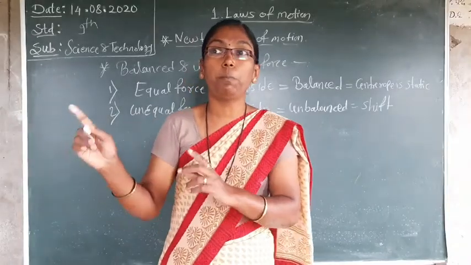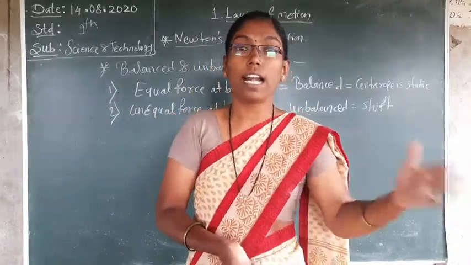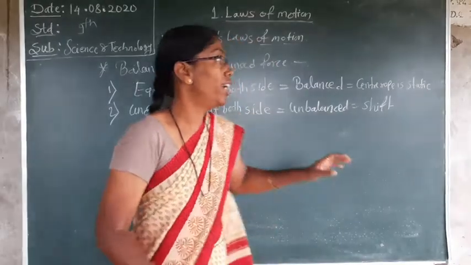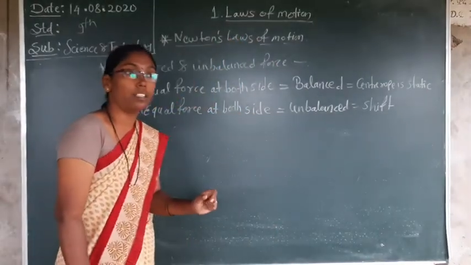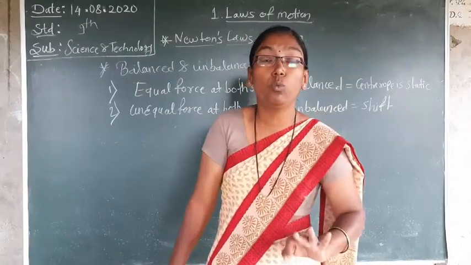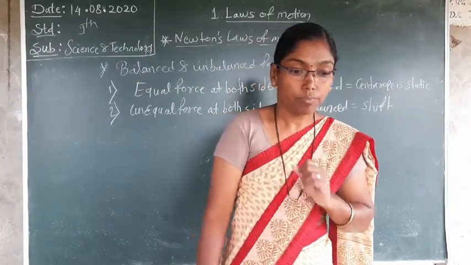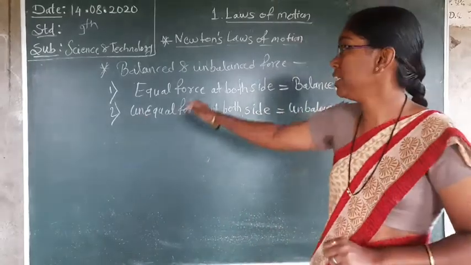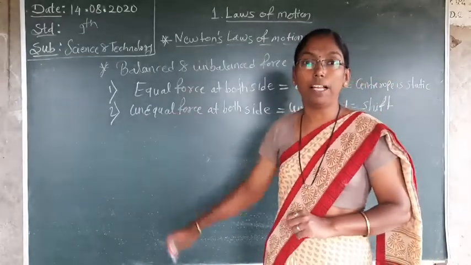Because on the left side the force is more and on the right side the force is less. So this is balanced force and unbalanced force. The center rope will be static or it will be moving. Don't forget, this is the difference between balanced and unbalanced force.